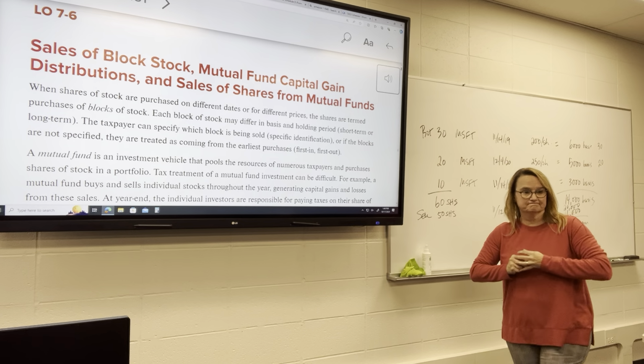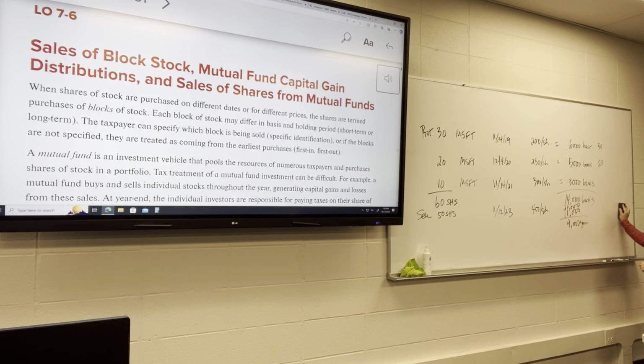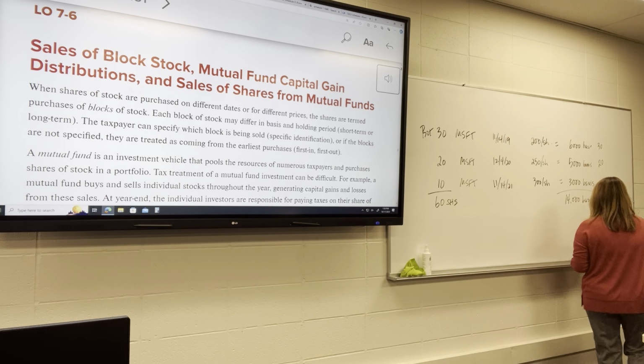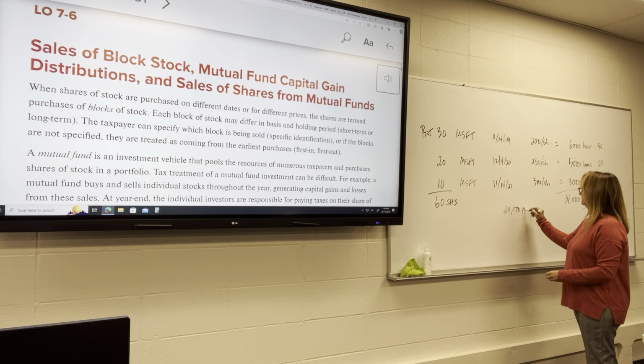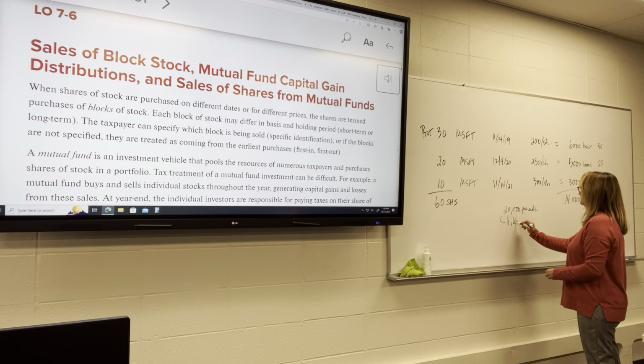Another way to do it is to average it. If you average it, so there's our $14,000 basis. We're going to take our total basis, divide it by the total number of shares that we own, 60. Gives us an average basis of $233.33 times the 50 shares that we sold. 11,667. So now our gain, 20,000 proceeds minus 11,667 basis is what?